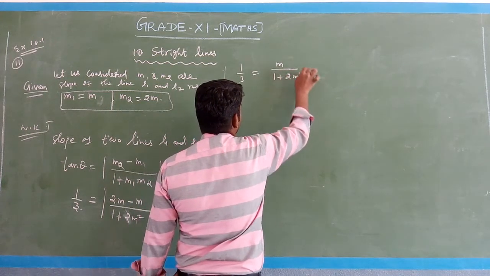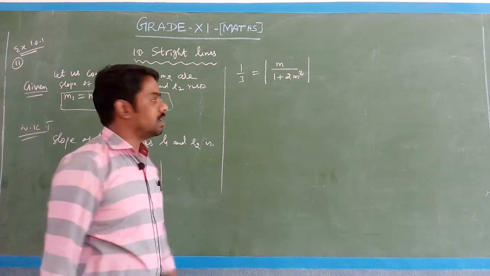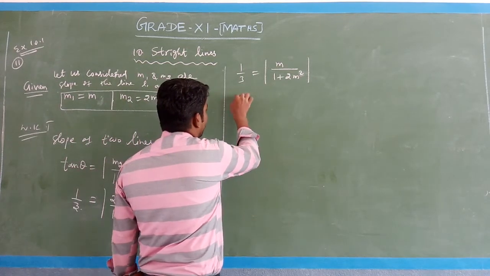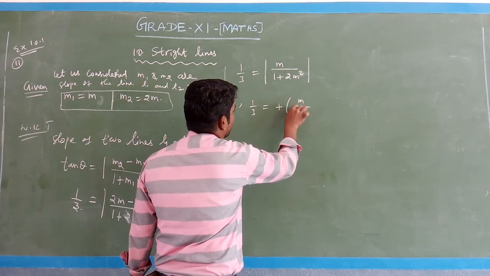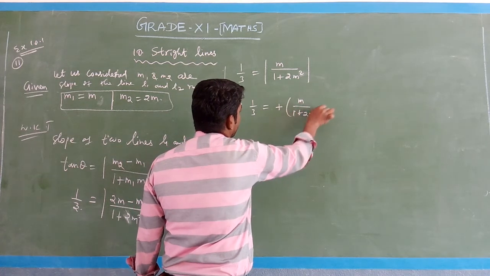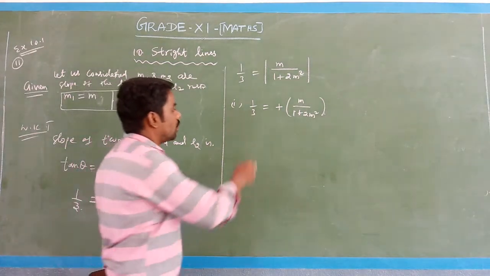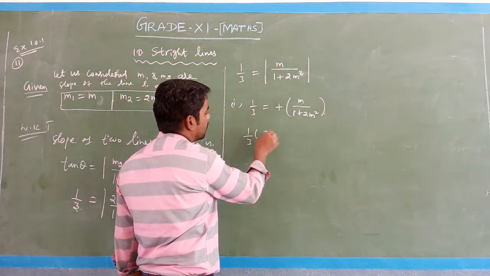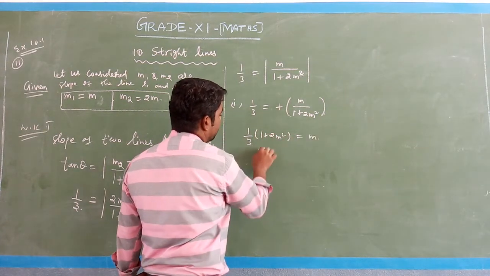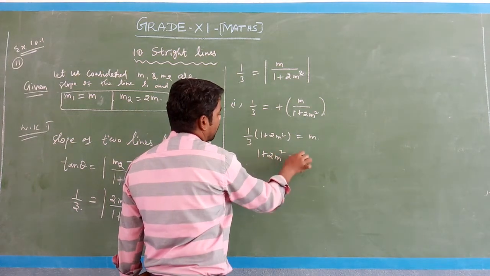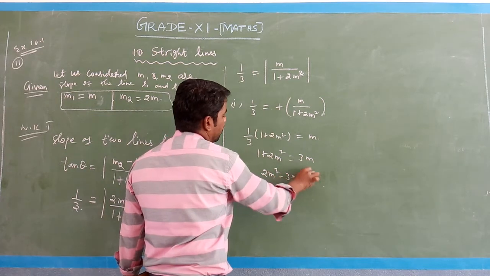Modulus means plus or minus value. So let us take the first one: 1 by 3 is equal to plus m divided by 1 plus 2m squared. So 1 plus 2m squared is equal to 3m, and 2m squared minus 3m plus 1 is equal to 0.